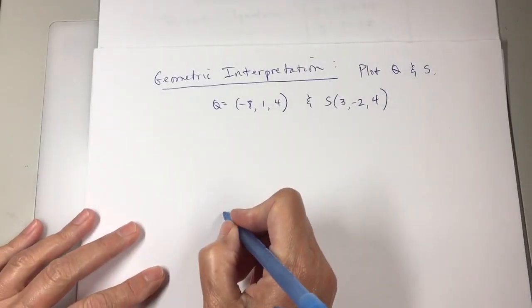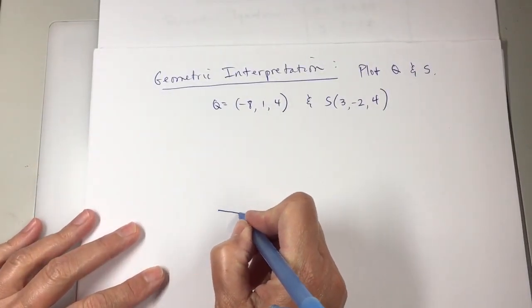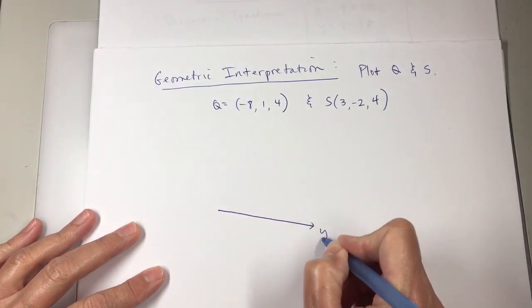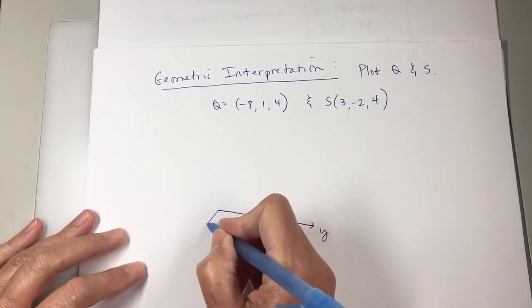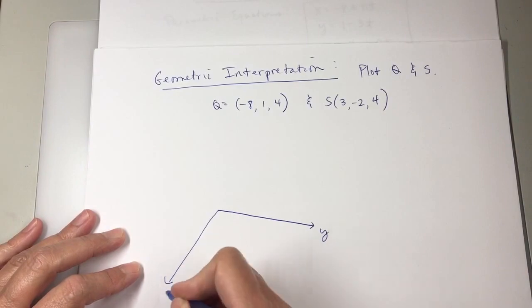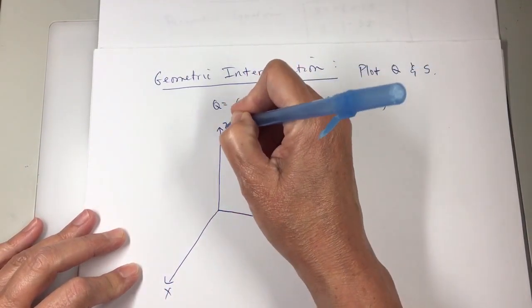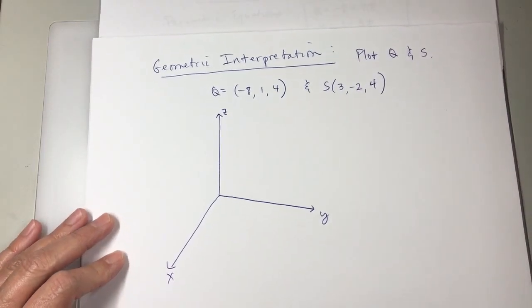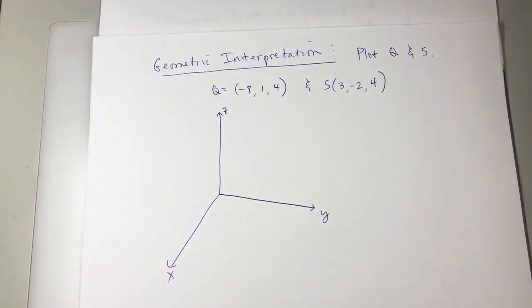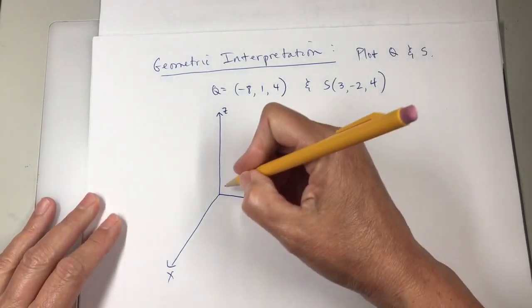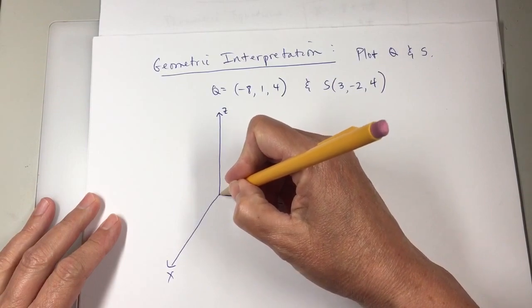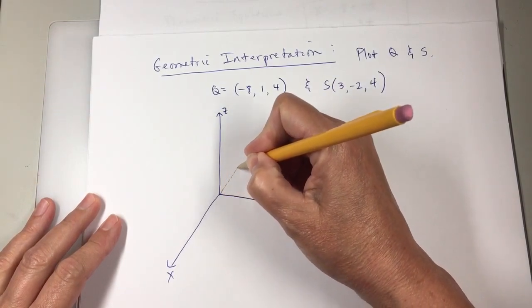So for my geometric interpretation, here's the y-axis. Here is my x-axis. And here is the z-axis. Grab a pencil in case I mess up. I'm going to extend x with my dotted lines.